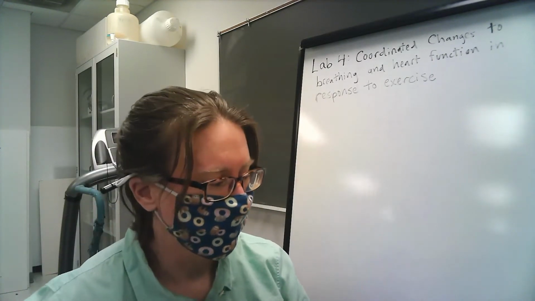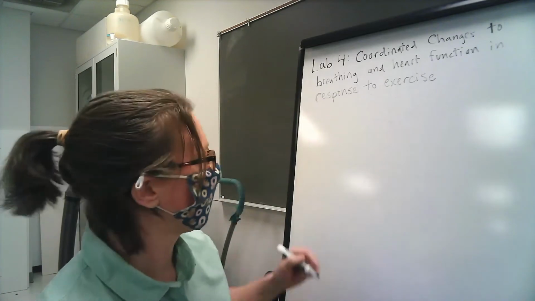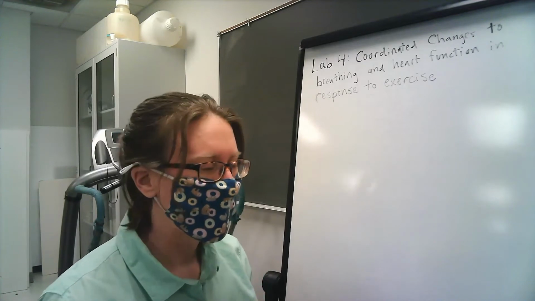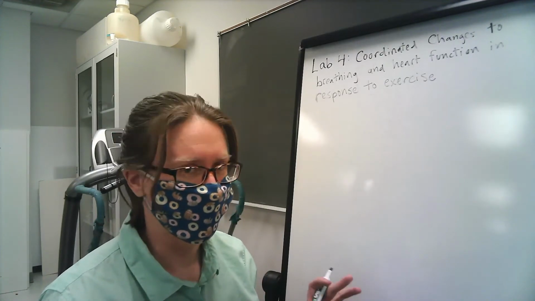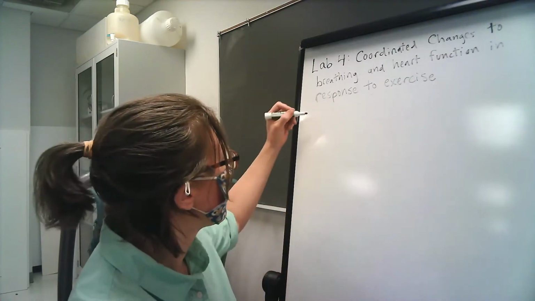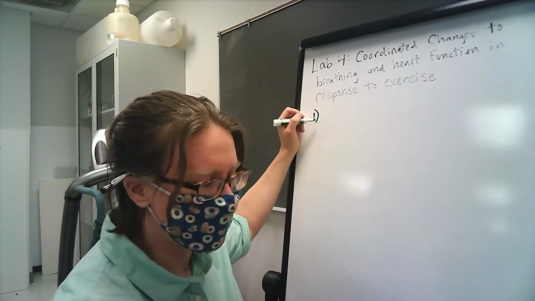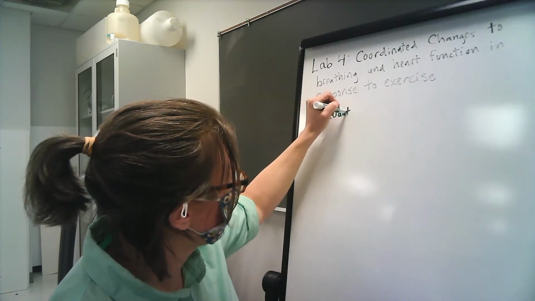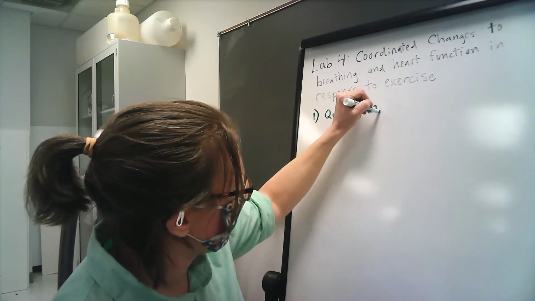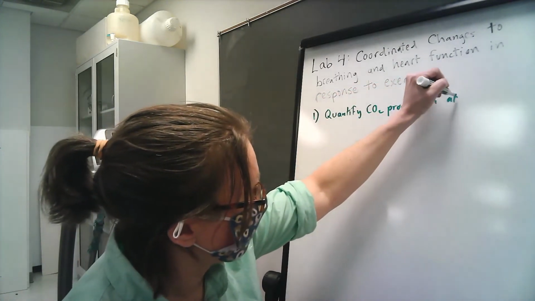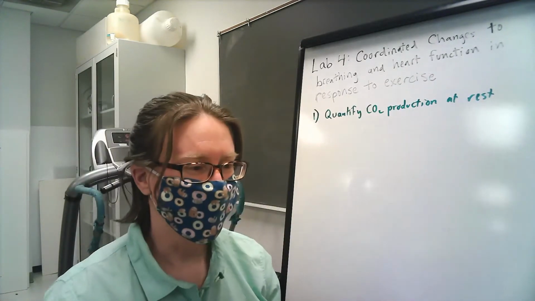So this lab activity ordinarily would start out with just learning a little bit more about methods for quantifying different aspects of breathing and heart function at rest and under various different conditions. So the first thing that we would typically do is quantify carbon dioxide production at rest. And I just want to show you this method because I think it's kind of cool and kind of fun.